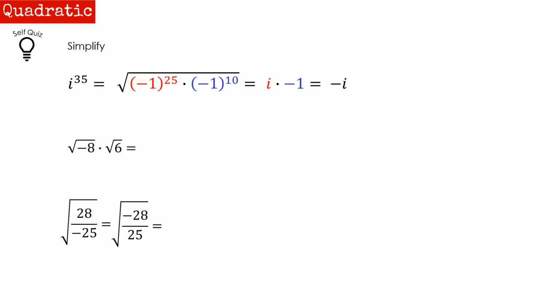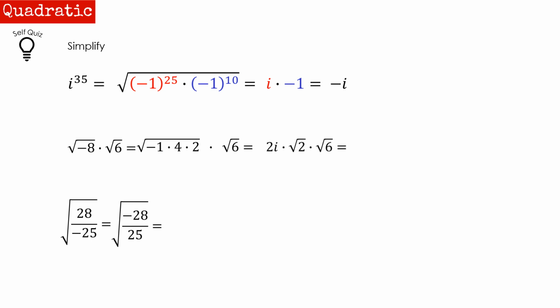The square root of negative 8 times the square root of 6. The first thing we want to do is reduce if we can. And I happen to know that the perfect square 4 is in 8. So I rewrote the square root of negative 8 as the square root of negative 1 times 4 times 2. There's not a perfect square in 6, so I just left it alone as the square root of 6.